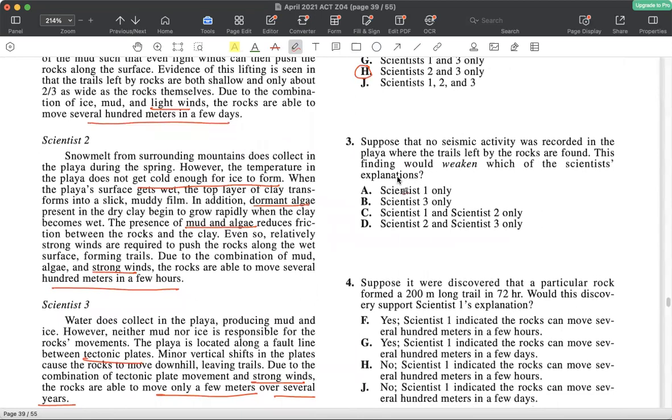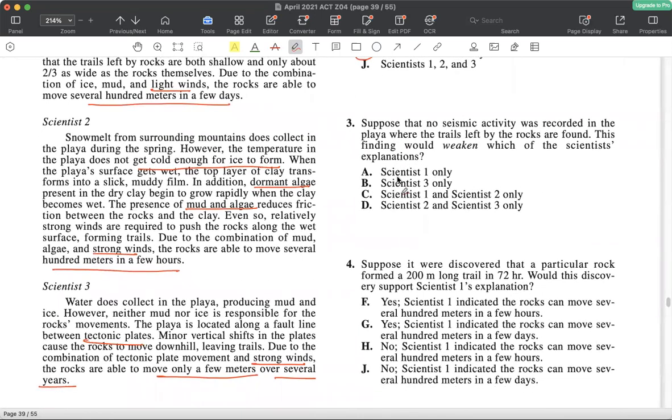Suppose that no seismic activity was recorded in the playa when the trails left by the rocks are found. This finding would weaken which of the scientists' explanations? So that's only the third scientist, right? Because he's the only one who believes that the fault line between tectonic plates is responsible for the trails, right?